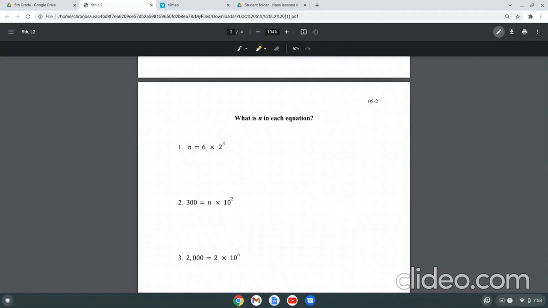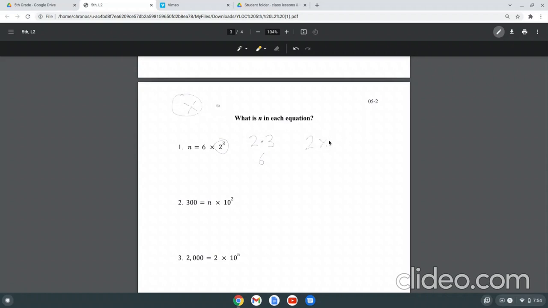Next, what is n in each equation? So we'll be dealing with exponents. n equals 6 times 2 to the power of 3. So this, you can't just do 2 times 3. That's not how it works. That gets 6. But we're dealing with exponents. Also, this dot over here, that's a multiplication sign. Either one works. You're usually more familiar with this, but you can also use this.